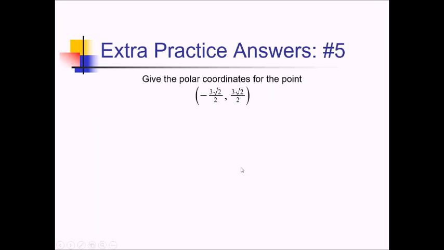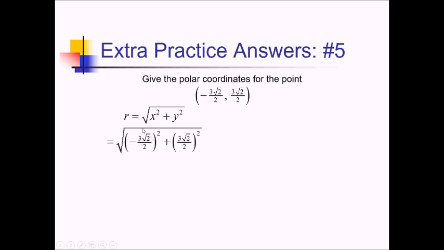To get polar coordinates for this point, we need to find the radius and the theta. For radius, let's use the Pythagorean theorem, square root of x squared plus y squared. So that's this thing squared plus this thing squared. Now, these are essentially the same thing, only one's negative and one's positive, but they're going to give you the same thing when you square this. So let's see what we end up getting.